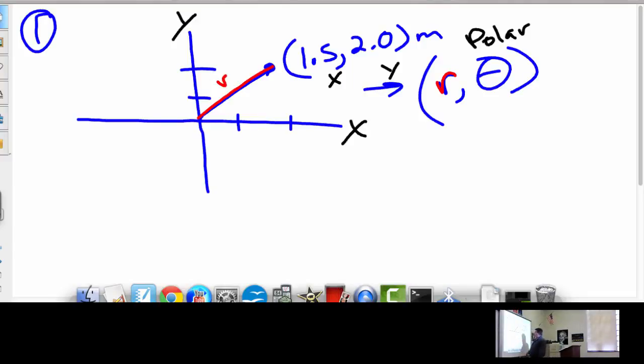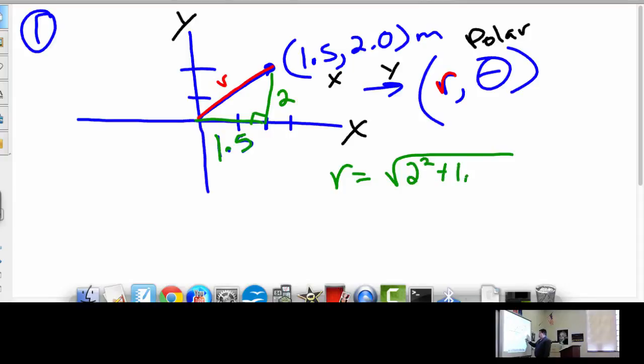Well, I'll tell you what. Our x value is 1.5. So you could think of it like this is 1.5. And our y value is like 2. So how do I find r if it's a 90-degree triangle? Correct, Pythagorean. So we see that r is equal to the square root of 2 squared plus 1.5 squared.